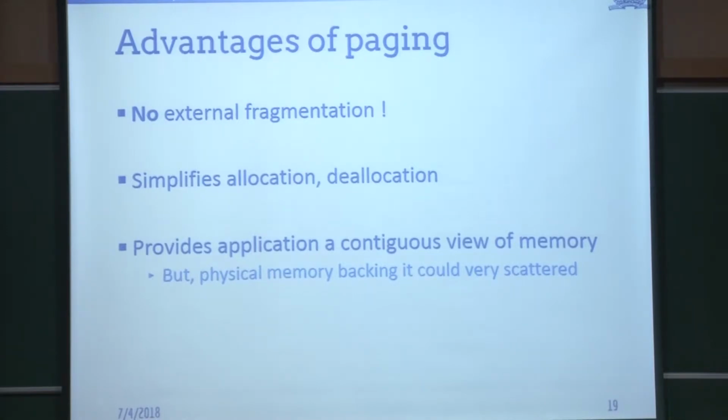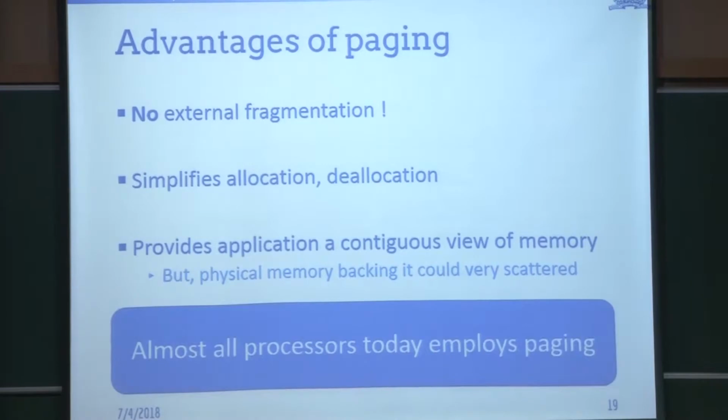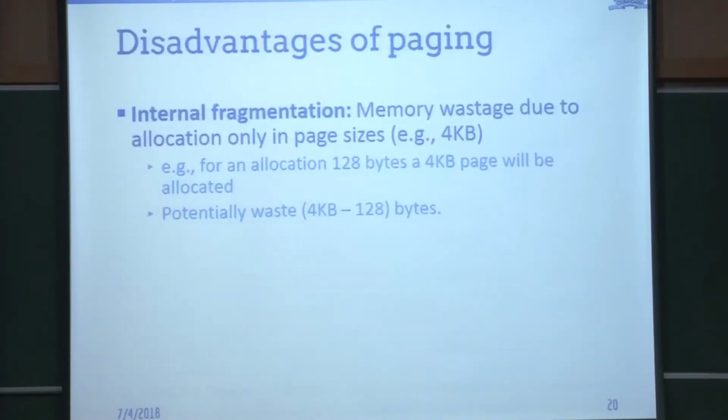External fragmentation goes away, and it simplifies allocation and deallocation because everything is of the same size. What also happens is that the program can get a very contiguous view of memory whenever it wants, but the actual physical memory mapping can be completely scattered all over the physical address space. So that's a big advantage. And as I said, this is widely employed. Whatever you are actually using, they are using paging for sure at some level.